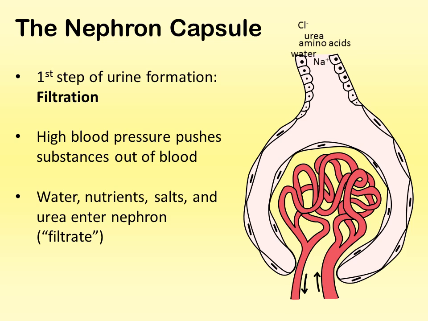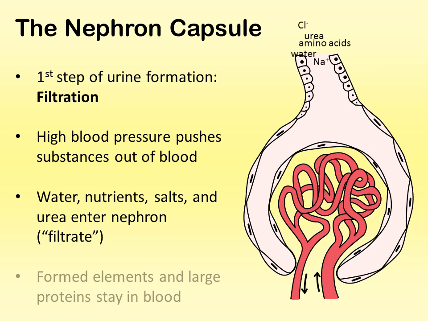Now, this should seem a little strange to you because we need water, we need nutrients, and we need salts, and yet if they're entering the nephron, they're destined to become urine and excreted from the body. The only things that stayed behind in the blood are the formed elements, the red blood cells, white blood cells, and platelets, as well as large plasma proteins. About 20% of the plasma that passes through the nephron capsule leaves as filtrate.